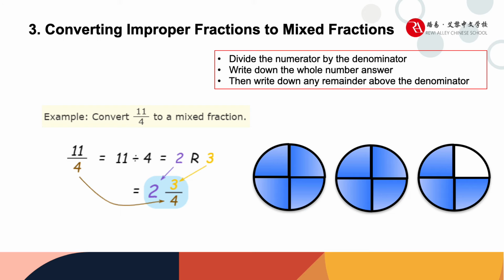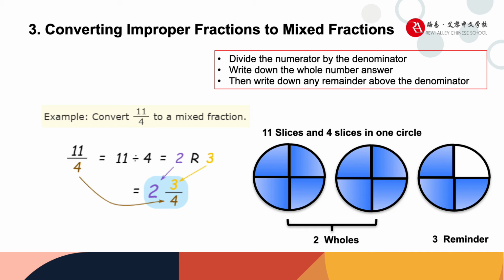Let's look at the figure on the right hand. It shows both the improper fraction 11 over 4, that is 11 slices in 4 slice circles, and a mixed fraction 2 and 3 over 4, 2 whole circles and 3 slices in a 4 slice circle.